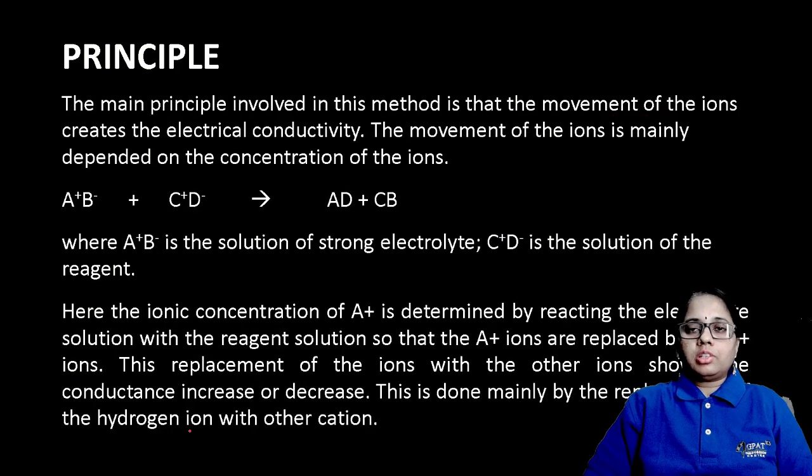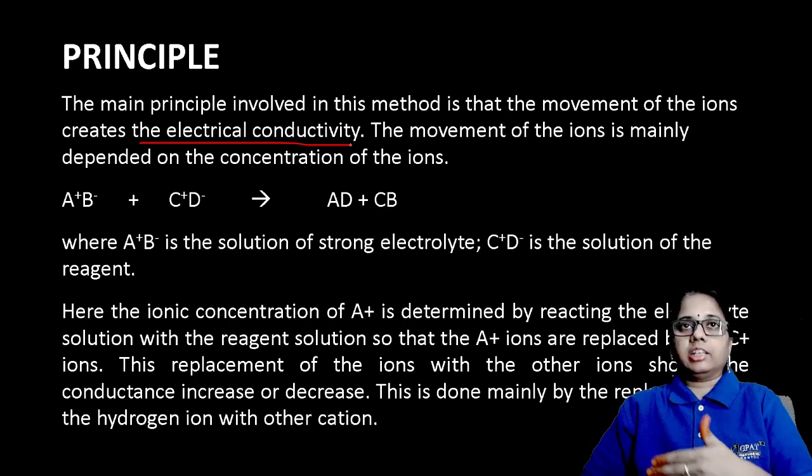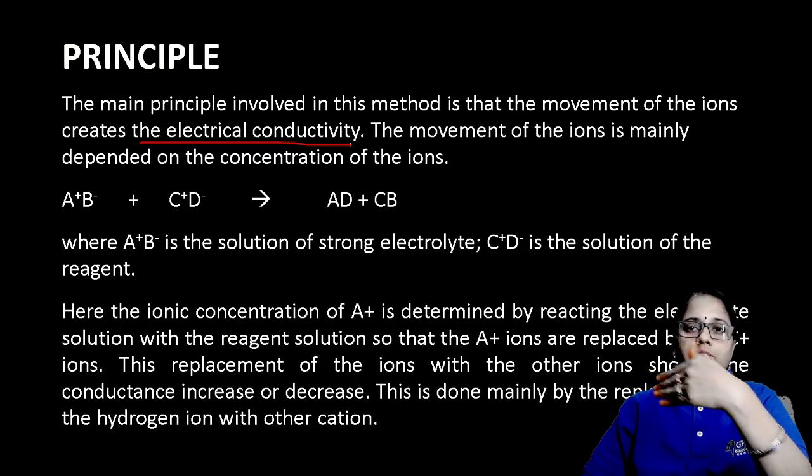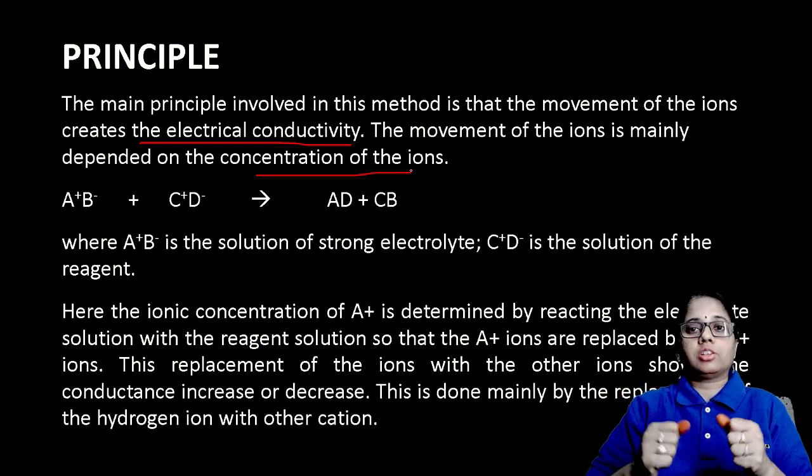The main principle involved in conductometric titrations is that the movement of the ions, the mobility of the ions, creates the electrical conductivity. The movement of the ions, whether towards the anode or the cathode, mainly depends on the concentration of the ions, that is, how much concentration is there.